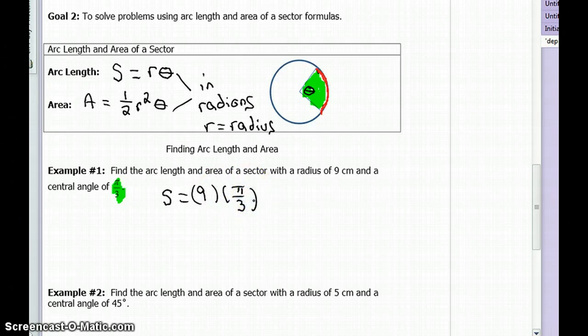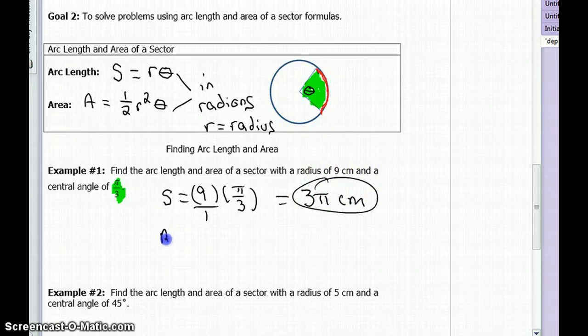And we're going to reduce this, and I'm going to leave it exact. Now this is like a 9 over 1. So 9 pi over 3 will reduce to 3 pi. And since this is a length, we use just centimeters. And so that's the answer to arc length.